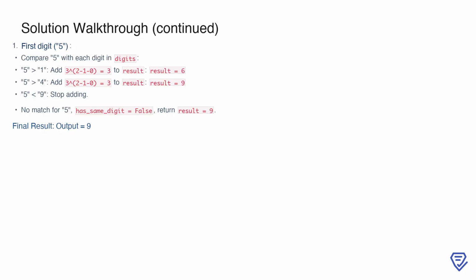Similarly, 5 is also greater than 4, so we add another 3^2 (3 caret 2 equals 3 to result), making it 9. However, since 5 is less than the next digit in the set, 9, we stop adding at this point. As there's no exact match for 5, we set has_same_digit to false. At this stage, we terminate our process and return the current value of result, which is 9. Therefore, the final output for this example is 9.